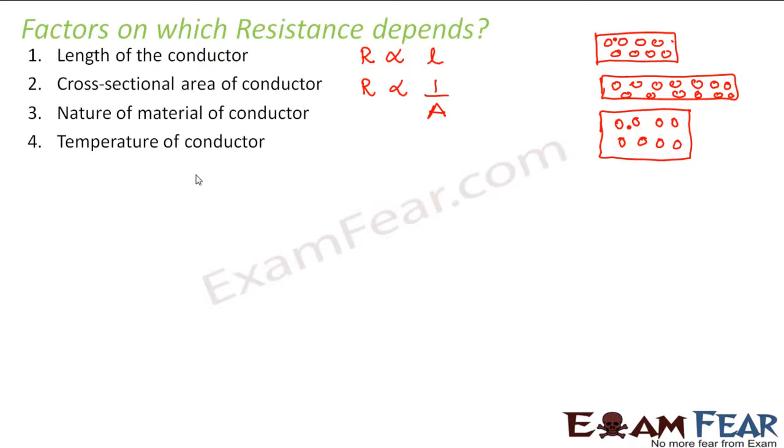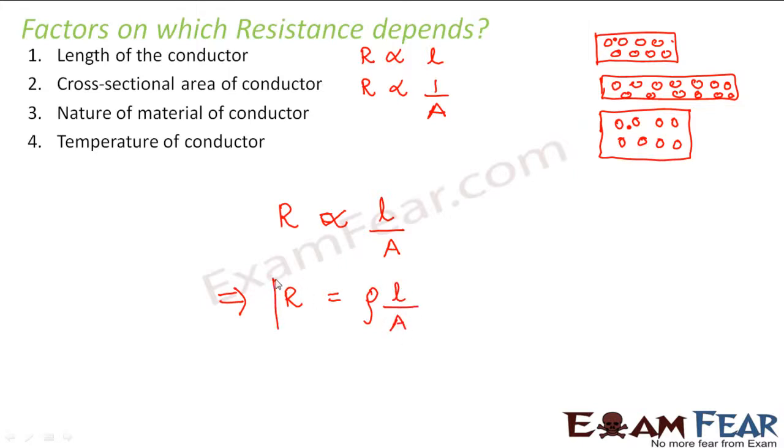So these are some of the things on which the resistance depends. From this, we can say that the expression for resistance can be written as R is directly proportional to L by A, because it is directly proportional to length and inversely proportional to A. To remove this proportionality, we will introduce a constant called rho.